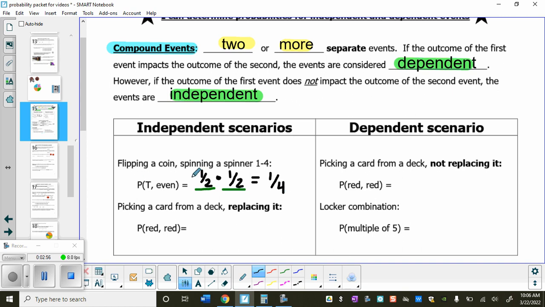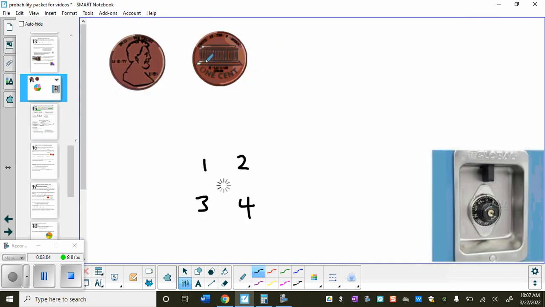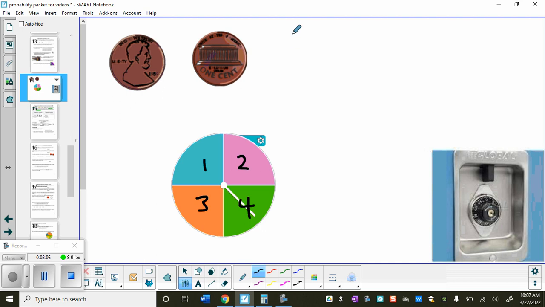Now I'm going to use this example real quick to show all the possibilities and how the probability that I get tails with an even number is 1/4 of the time. So coming back to this, I know I could land on heads and then get a 1 on the spinner. I could land on heads when I flip the coin and then get a 2 on the spinner. I could have heads and land on a 3 on the spinner, or I could have landed on heads here and then a 4 on my spinner.